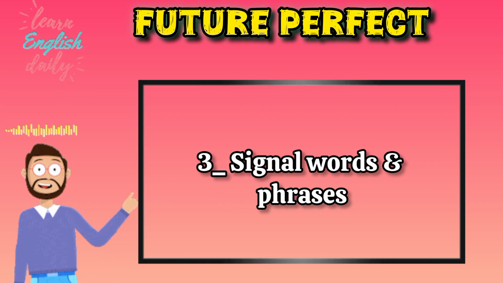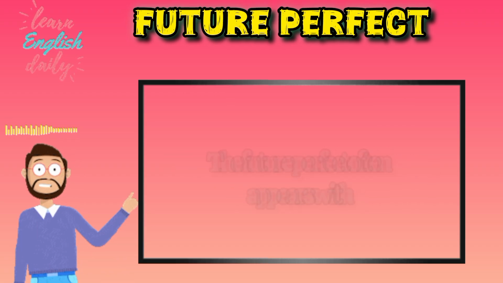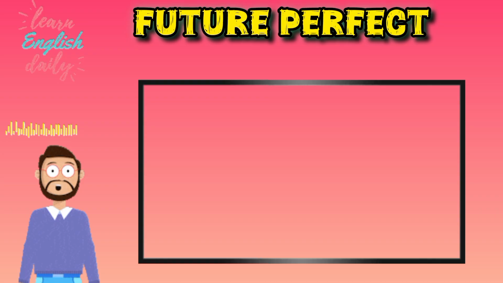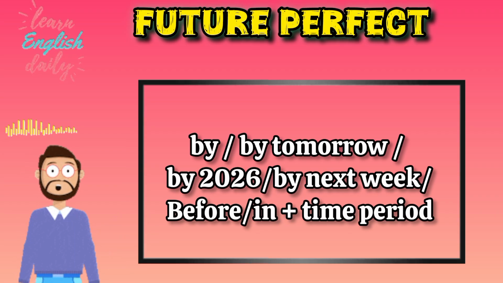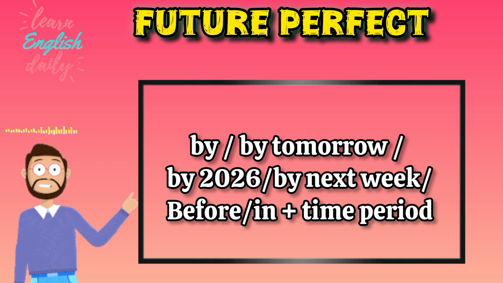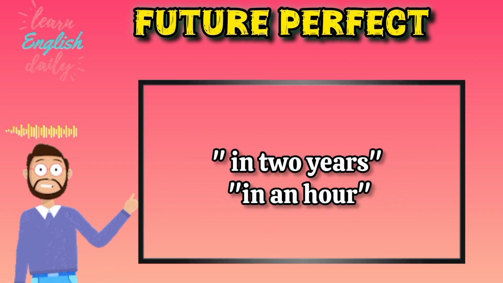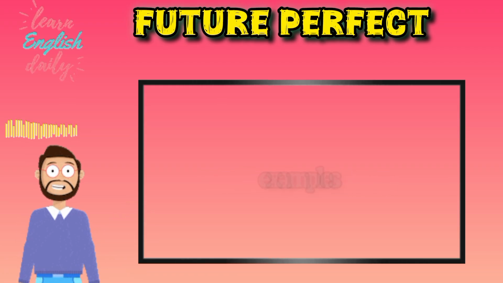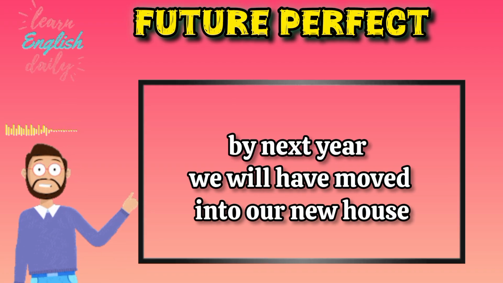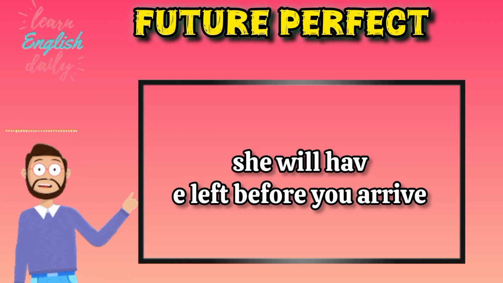3. Signal words and phrases. The future perfect often appears with: by tomorrow, by 2026, by next week; before; in plus time period, in 2 years, in an hour; as soon as. Examples. By next year, we will have moved into our new house. She will have left before you arrive.